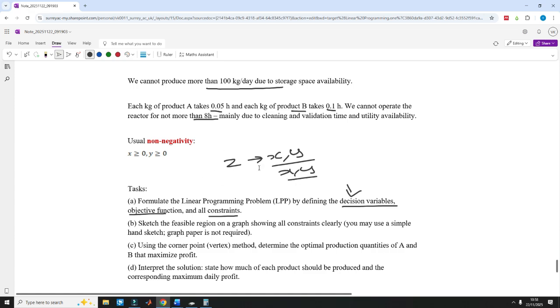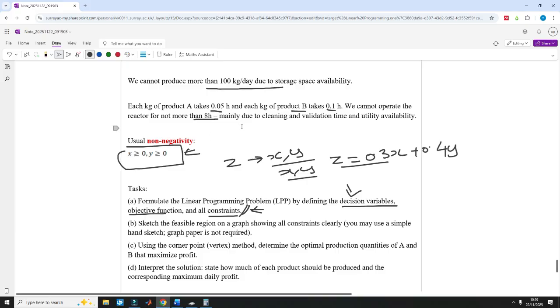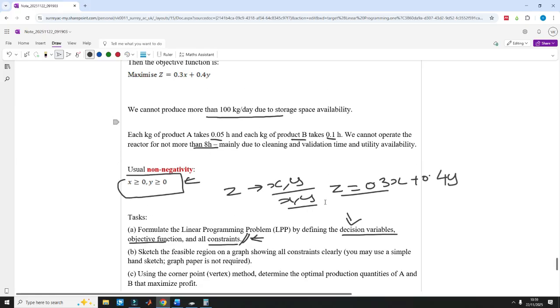And then the objective function is something you have to write. This is something we already know: 0.3 times X plus 0.4 times Y. This is the objective function. And we have to write all the constraints in a mathematical format. This will be a linear inequality, which we saw before. And this non-negativity is itself a linear inequality, isn't it? X greater than or equal to 0, Y greater than or equal to 0. And you have to write the linear inequality constraints with respect to these conditions.